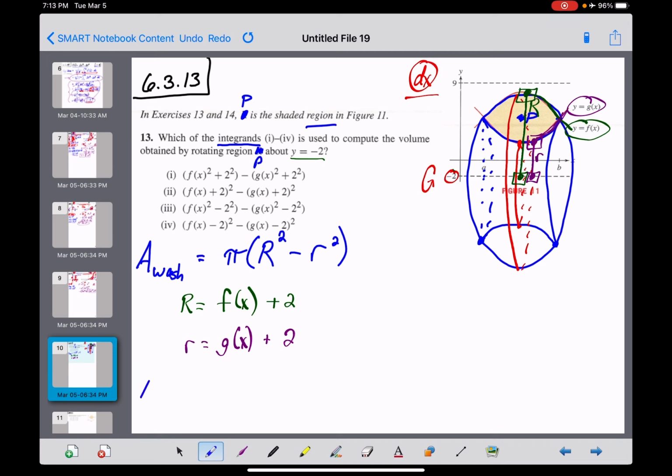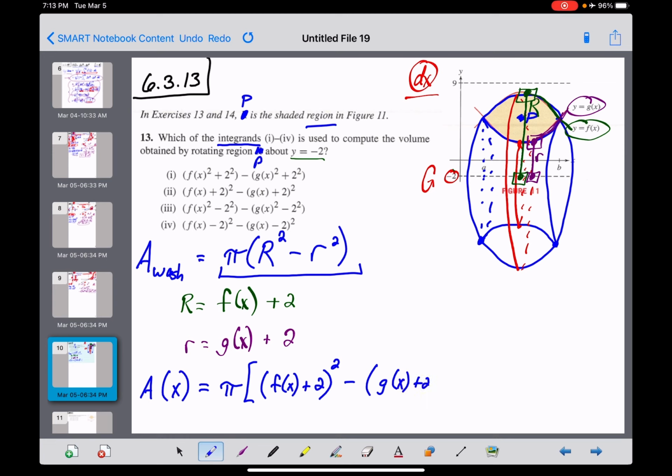So putting it all together now, guys, A as a function of x, I'm following this format right here, is going to be pi. And then in brackets now, big R gets replaced by f of x plus 2. So there's big R, square it, minus, and little r gets replaced now by g of x plus 2. Close it, square it, and let's close that bracket. And that's the formula here for A of x, and that would be your integrand if we were trying to find the volume.